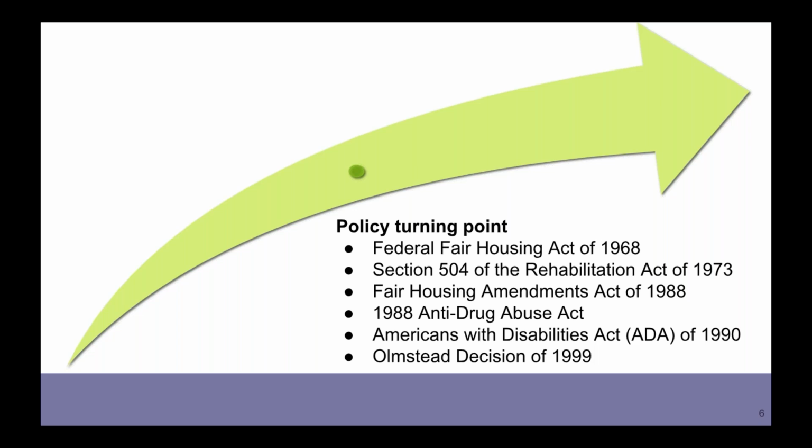Moving on, in 1988, we see the Anti-Drug Abuse Act, which allocated some funding to recovery housing, specifically to Oxford House. Most states have sunsetted that legislation or that mandate. There's a couple that continue to offer those revolving loan funds. And then there's also really key legislation, the Americans with Disabilities Act of 1990, and then the Olmstead decision, which was a part of the ADA of 1999.